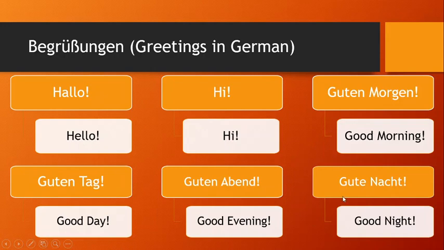You could see some slight difference, right? Yes, so it's Guten here, Guten in Tag, Guten Abend. But for Nacht, it's Gute. Can you guess what the reason might be? So the reason is Morgen, Tag, and Abend are masculine. Yeah, and Nacht is feminine. Hence, it's Gute and not Guten. For masculine, it's Guten. For feminine, it's Gute.